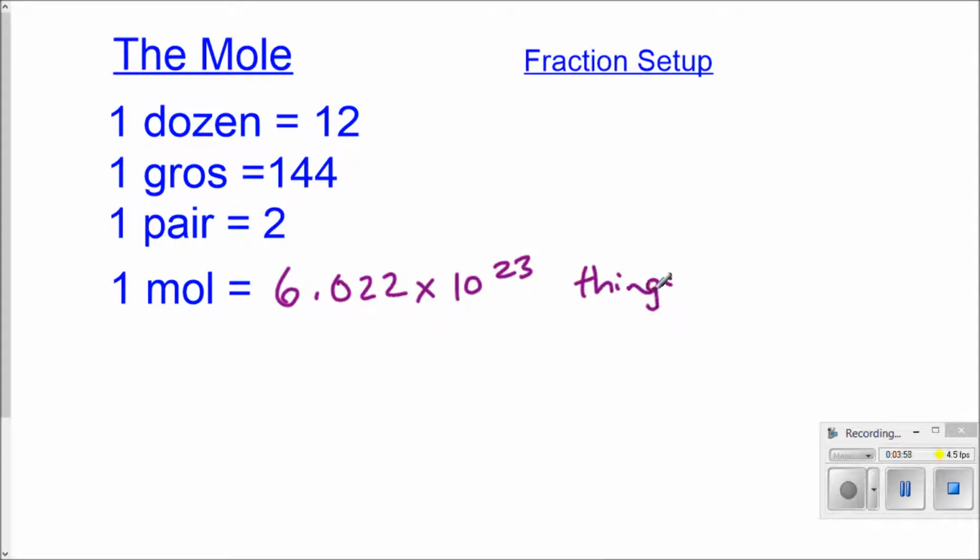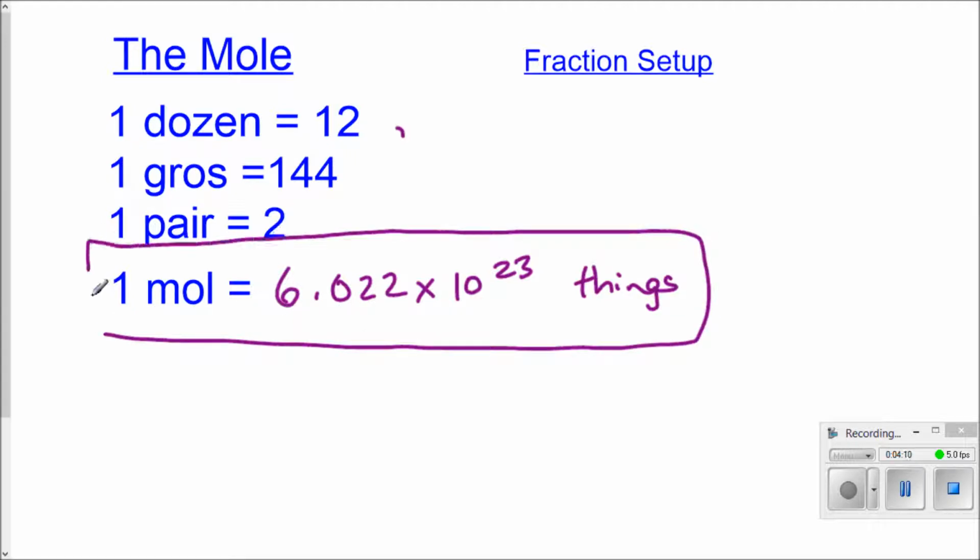So all these things represent, you can have a dozen of anything. I have a dozen cars, a dozen shoes, a dozen anything, a dozen things. Well, I can have a mole of anything as well, okay? And a mole is a massive number, and we're going to talk about why in class it's such a massive number, but we're going to treat it exactly the same as we would in terms of our calculations. The calculations we just did, we're going to show you exactly how to do them with a mole.